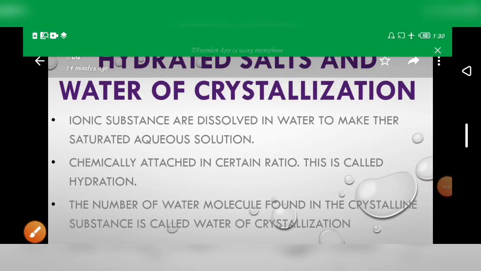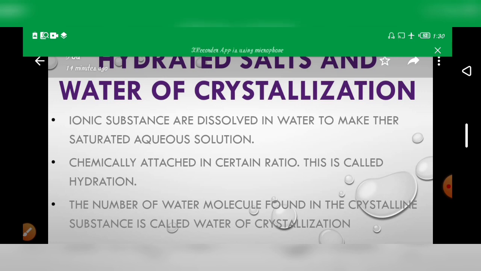Today we have to see about hydration of hydrated salt and water of crystallization. What is hydrated salt? You know very well, in our home we are using ordinary salt. In the rainy season it is converted into liquid form because it absorbs water molecules. So NaCl is one of the hydrated salts. Okay, now we go to the lesson.